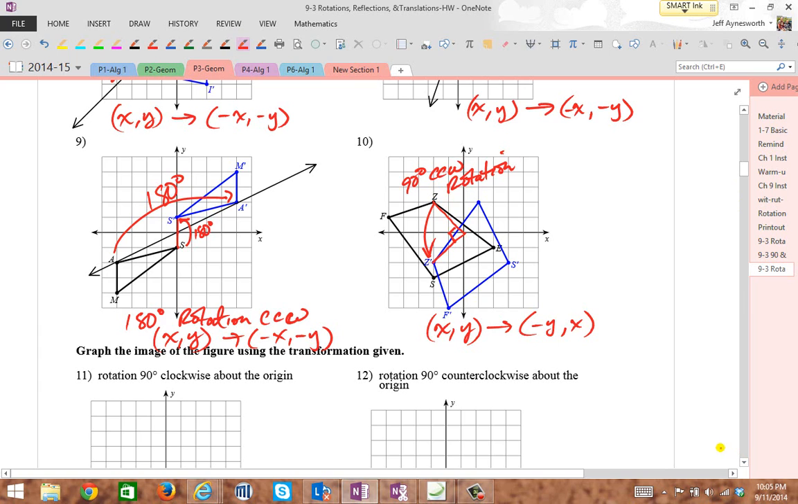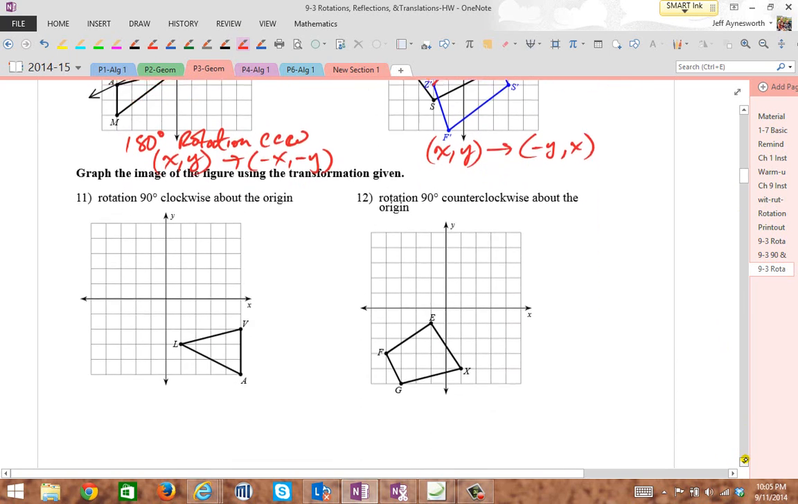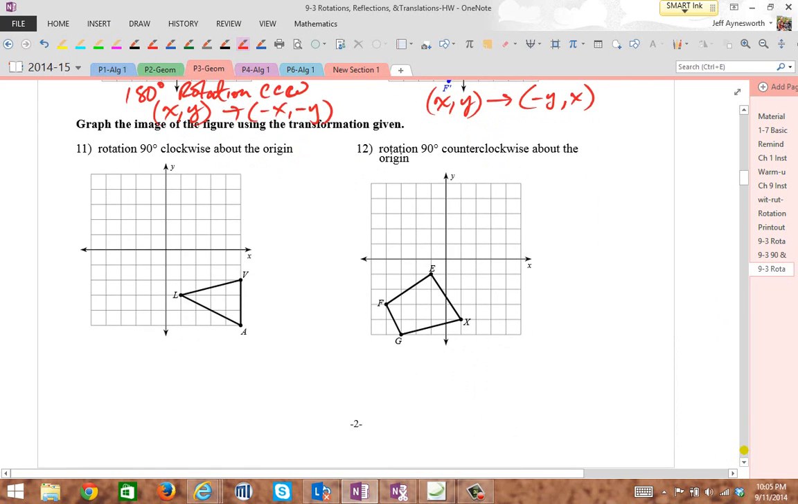Okay. Let's continue here. Number 11 here. Graph the image. And again, this is 90 degrees clockwise. So X, Y gets rotated to opposite Y, X. We switch and take the opposite of Y. Whoa, clockwise. Scratch that. Went too fast. I was thinking counterclockwise. Clockwise, you got to switch and take the opposite of X. Okay, you got to write the rule down correctly, otherwise you're not going to do it correctly.